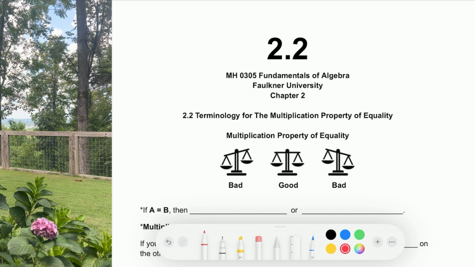Welcome back, students. We will be looking at section 2.2, terminology for the multiplication property of equality. Remember, 2.1 was dealing with the addition property of equality. Now it's going to be the multiplication property of equality. We're still going to be thinking about keeping our scales balanced. If we do something on one side, we're going to do the same thing on the other side.